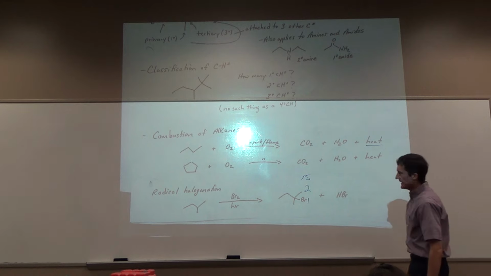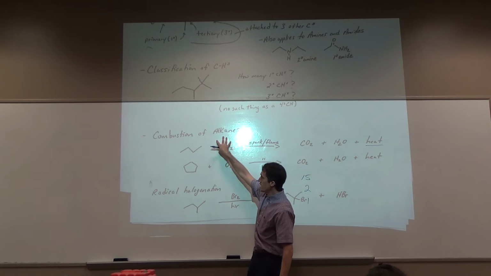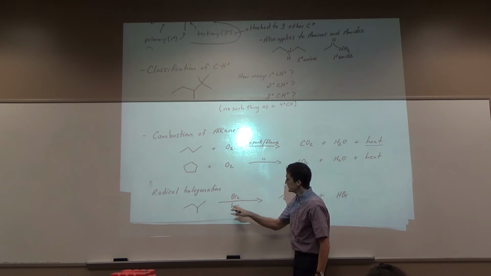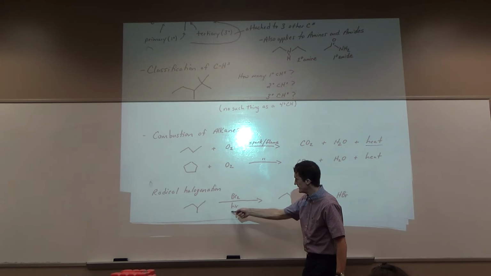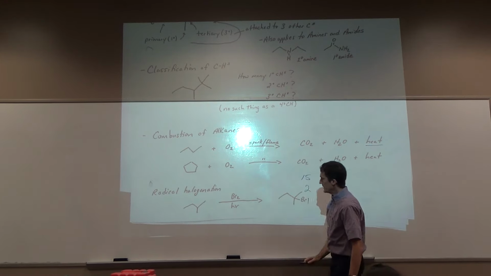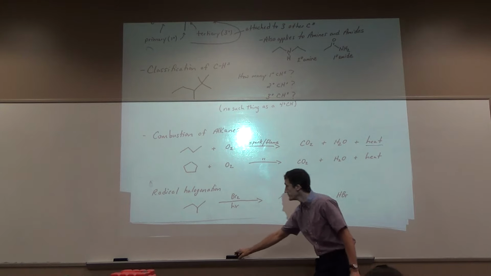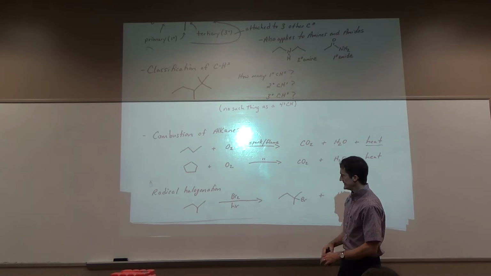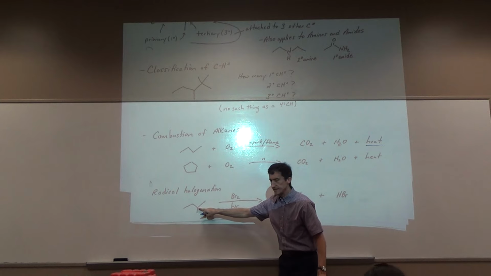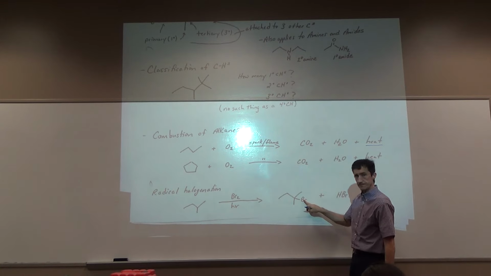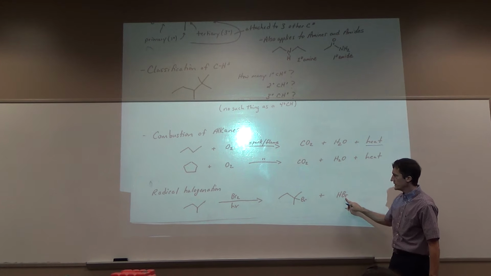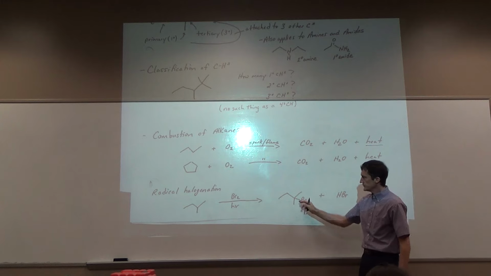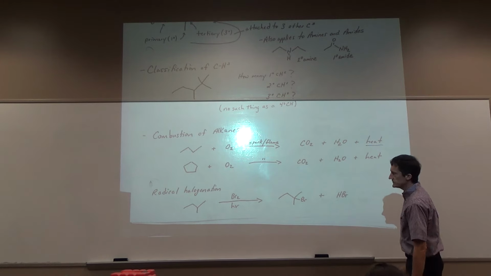Another reaction of alkanes is radical halogenation. Radical halogenation: we take such a compound and react it with bromine and a little light energy. We can do a substitution reaction. We can replace this tertiary CH with the bromine, and the H can pair up with the other bromine and make HBr. So the H was replaced with bromine, a substitution reaction.